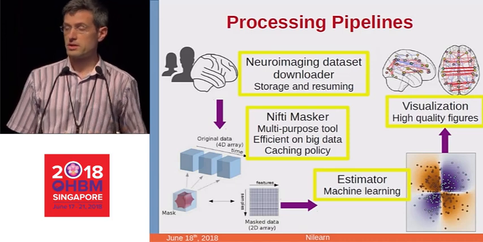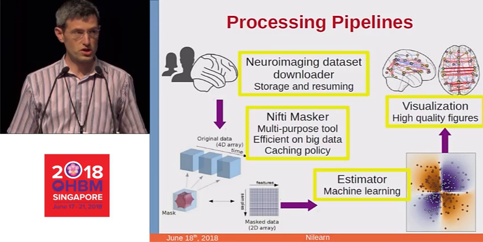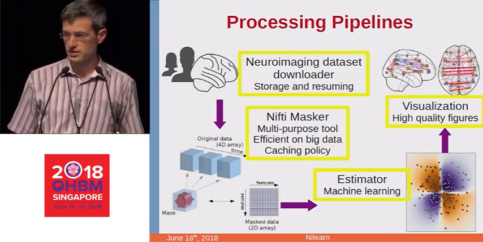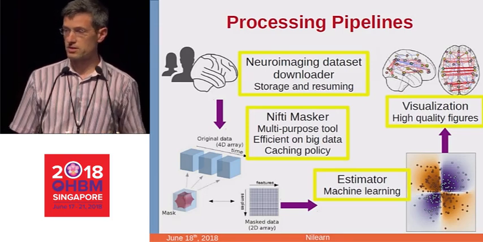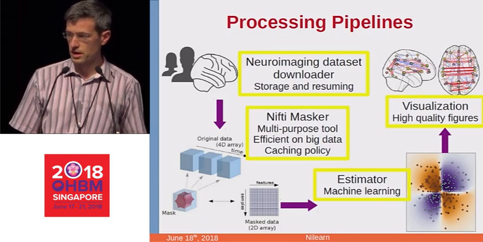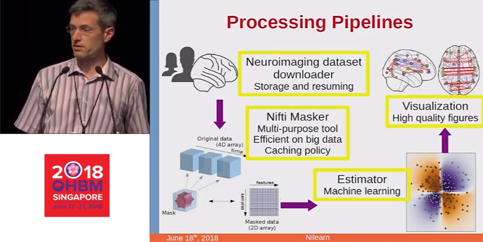Then you apply an estimator, so you do some computation, like a classification, for instance, on your data, and you can visualize the results with the library. So you can output images and figures.